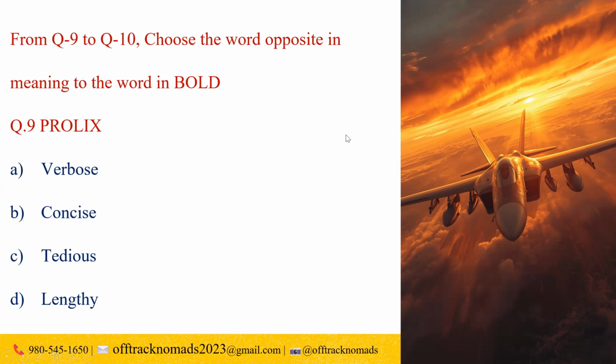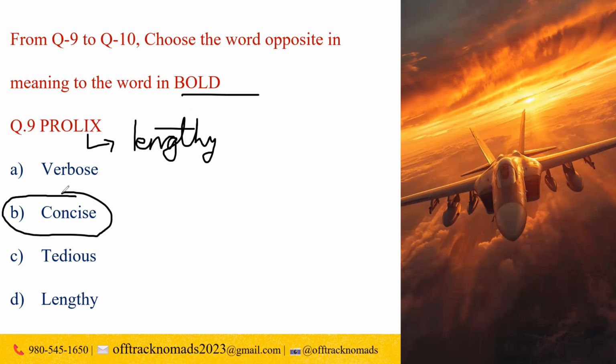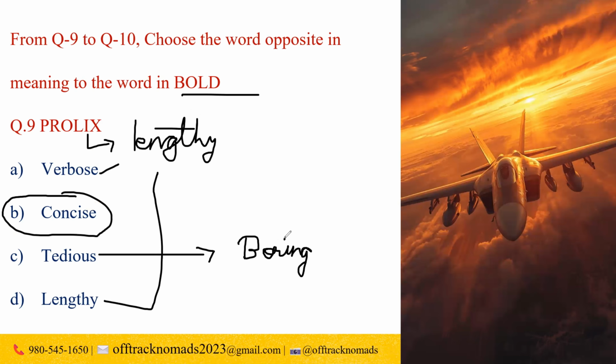Okay. So choose the word opposite in meaning to the word in bold. So here I have to find the opposite. What is prolix? What do you mean by prolix? Exactly. It means lengthy. So what has to be the answer then? Concise. Keeping it short. So verbose also means lengthy. Tedious means what? Boring. Boring and lengthy. Boring and slow. Tedious means boring and slow.